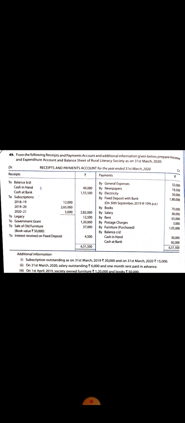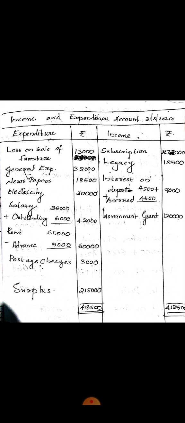Then postal charges, expenditure. Furniture, that is the purchase of furniture. Then closing balance of cash in hand and cash at bank. Write it on the asset side of closing balance sheet, that is the balance sheet as at 31st March 2020. Then adjustment number 3. On 1st April 2019, society owns furniture rupees 1,20,000 and books rupees 50,000. That is the opening balance of furniture and books. Write it on the asset side of opening balance sheet.